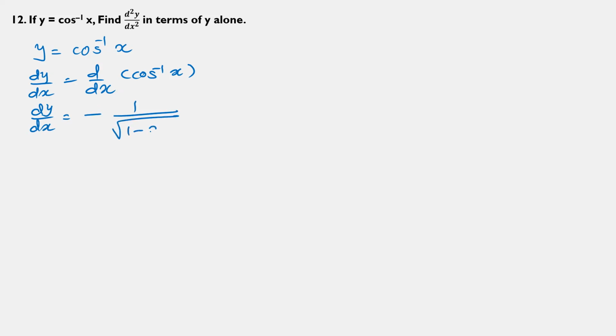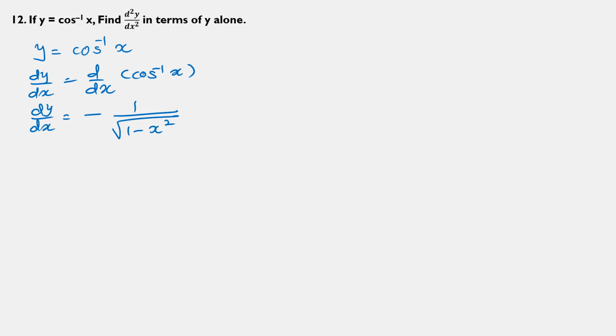12th, here also we have to find d2y by dx2 in terms of y alone. That means the answer should also be in terms of y. So here some setup will be required. We have y, y is given. Now as I want d2y by dx2, let's do the first order derivative, d by dx on both sides. The cos inverse x formula is a well known formula: minus 1 by under root of 1 minus x square.